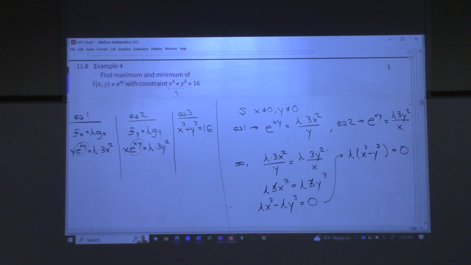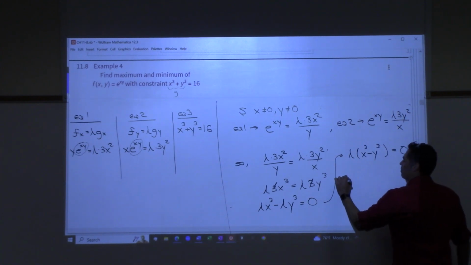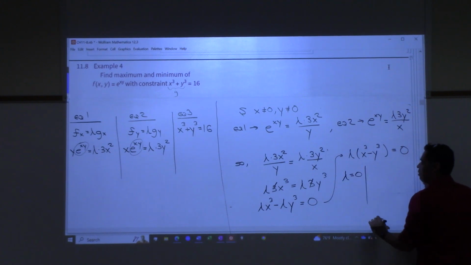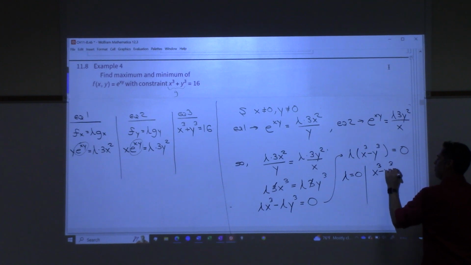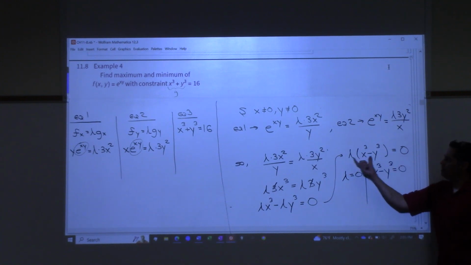Difference of cubes, yeah, that's coming. Right, so right now, here's what I know. Tell me if you agree with this or not. Lambda must be 0, or x cubed minus y cubed must be 0. Right, if you factor something equal to 0, zero factor property, you set each factor equal to 0.